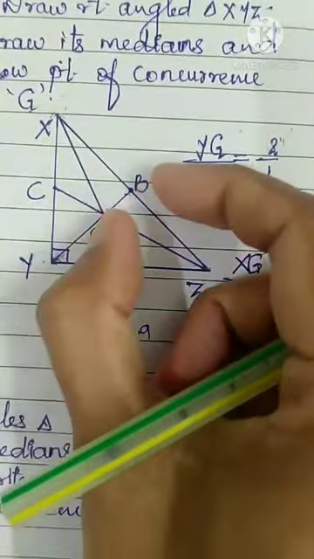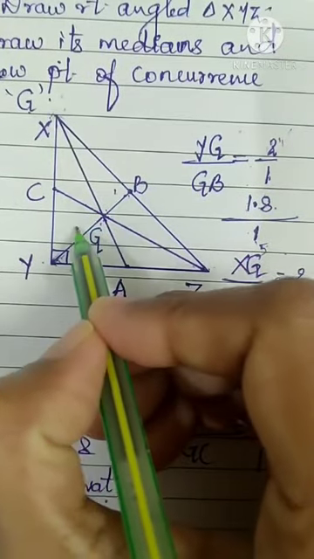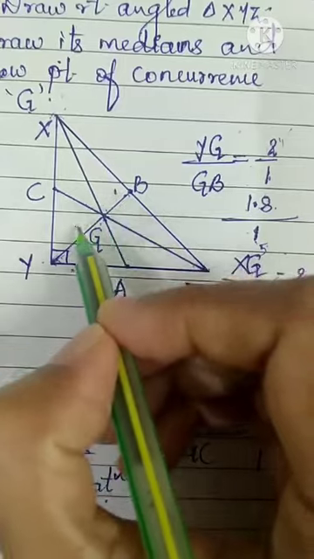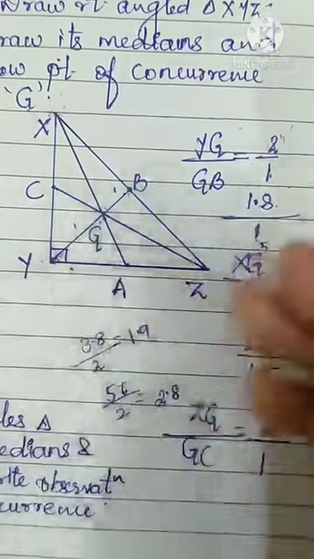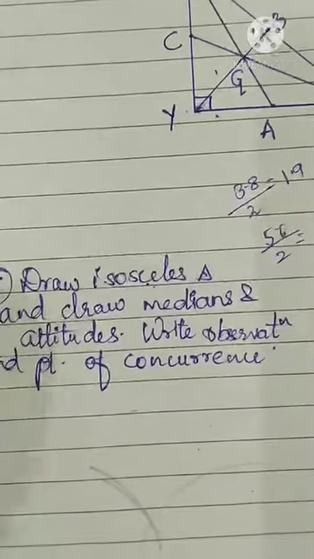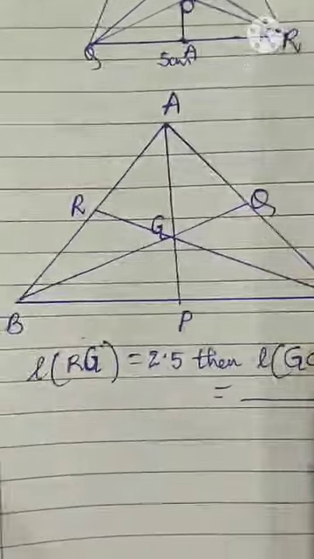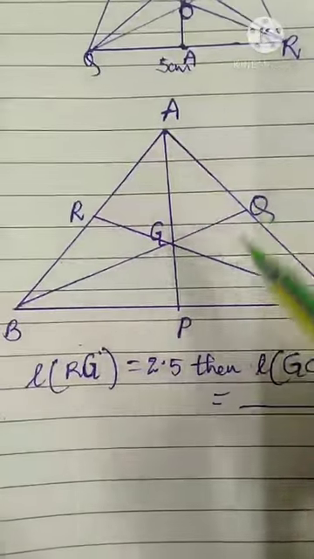Similarly, the vertex is Y. So YG is to GB is 2:1. So if this is 1, this will be 2. If this is 2, this will be 4. Like that. Understood? Okay. So now depending upon this, we will take the last sum. So from the previous property, let us apply it in this sum.